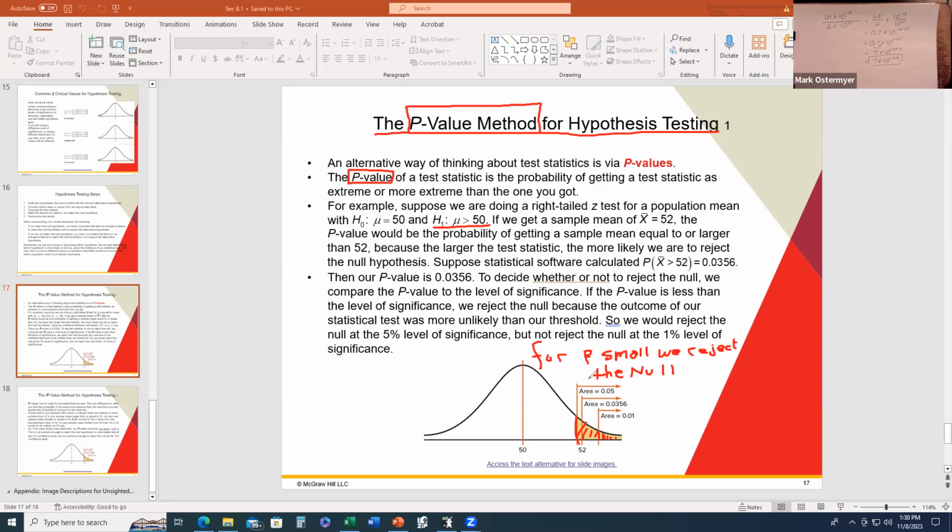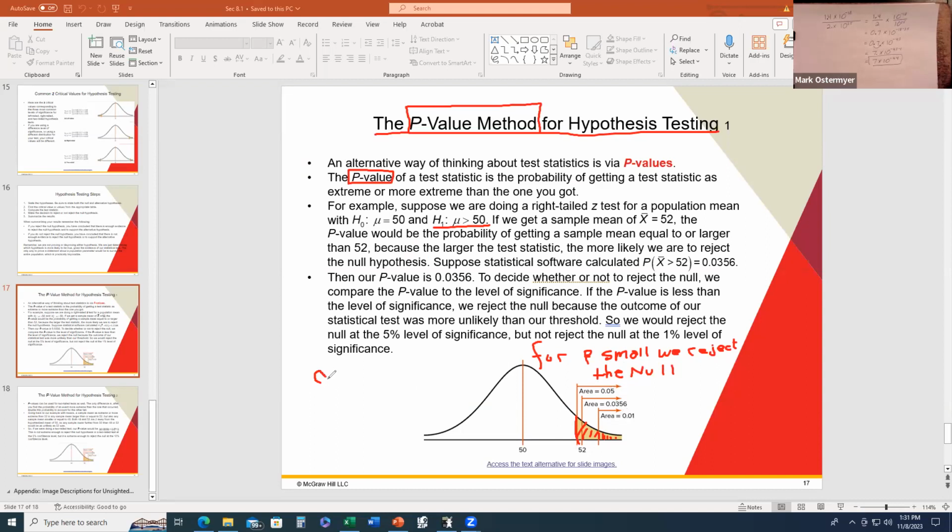So obviously, for a large p-value, we what? We accept the null hypothesis. Well, how large is large and how small is small for a p-value to make this call? Well, the way it works is this way here.